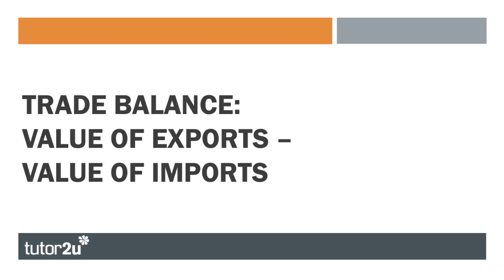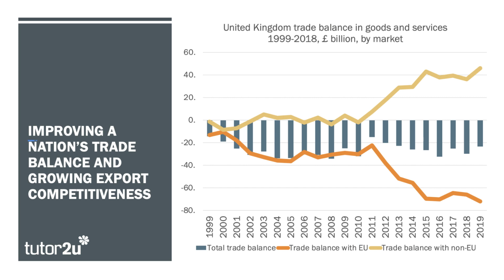Another key indicator is trade. You can measure this in all kinds of ways: share of world markets, competitiveness indicators, general terms. One is simply to look at the trade balance, the value of the exports of the goods and services we sell overseas, minus the value of the goods and services that come into a country. Here's the figures for the UK.